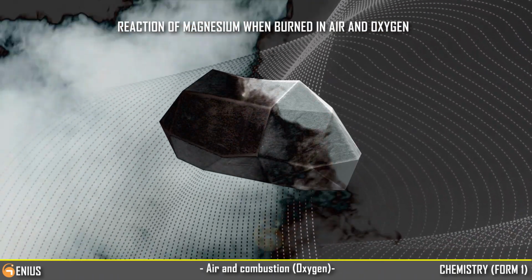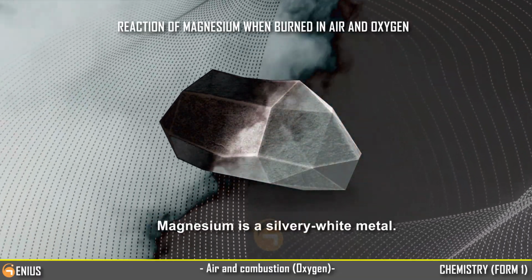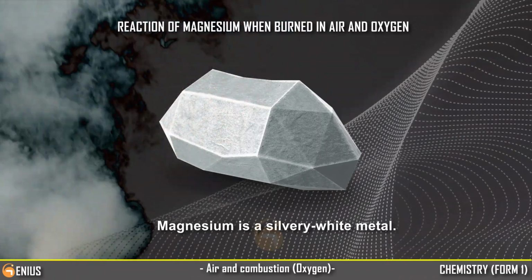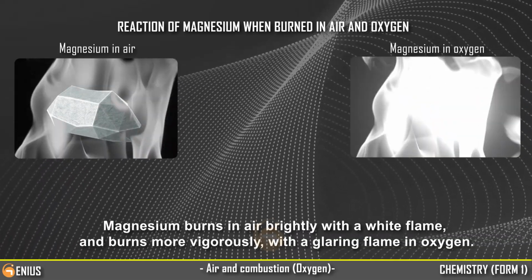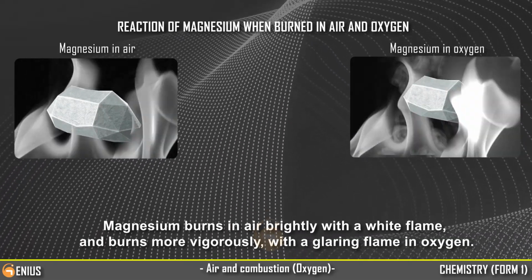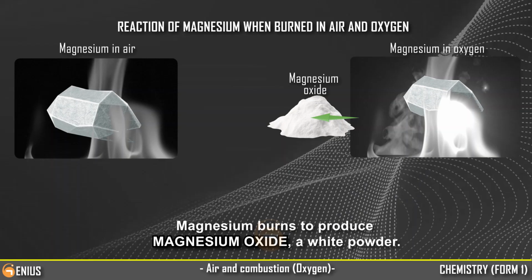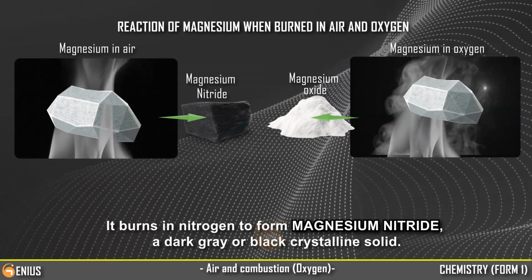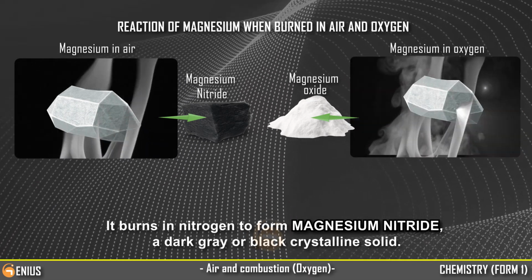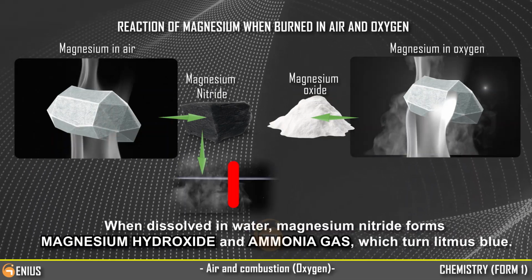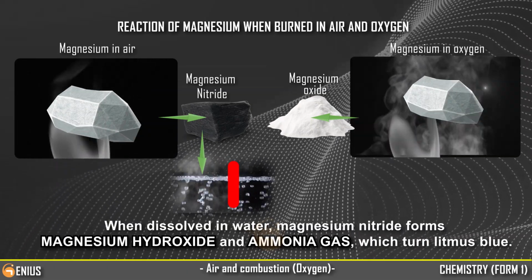Reaction of magnesium when burned in air and oxygen. Magnesium is a silvery white metal. Magnesium burns brightly in air with a white flame, and burns more vigorously, with a glaring flame, in oxygen. Magnesium burns to produce magnesium oxide, a white powder. It burns in nitrogen to form magnesium nitride, a dark gray or black crystalline solid. When dissolved in water, magnesium nitride forms magnesium hydroxide and ammonia gas, which turns litmus blue.